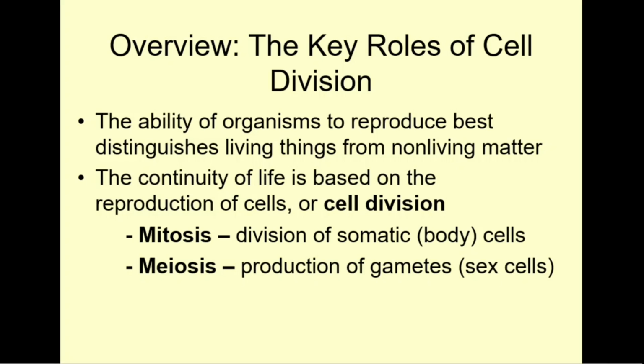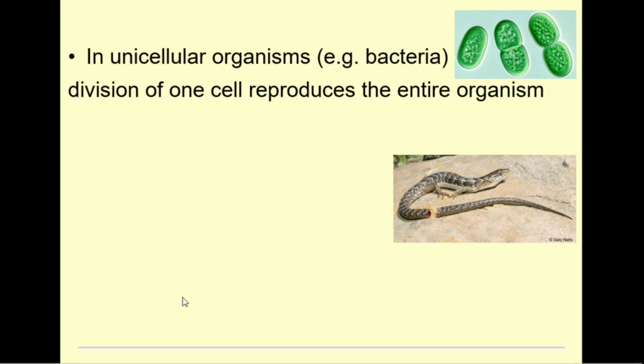Okay, so those are our two different types of cell division then. Mitosis for our everyday body cells, our somatic cells, and then meiosis for producing our eggs and sperm. And like I said, in this session, we're just going to be focused on mitosis. And then in the next session, we'll have a look at meiosis. So what is mitosis then, and why is it important?